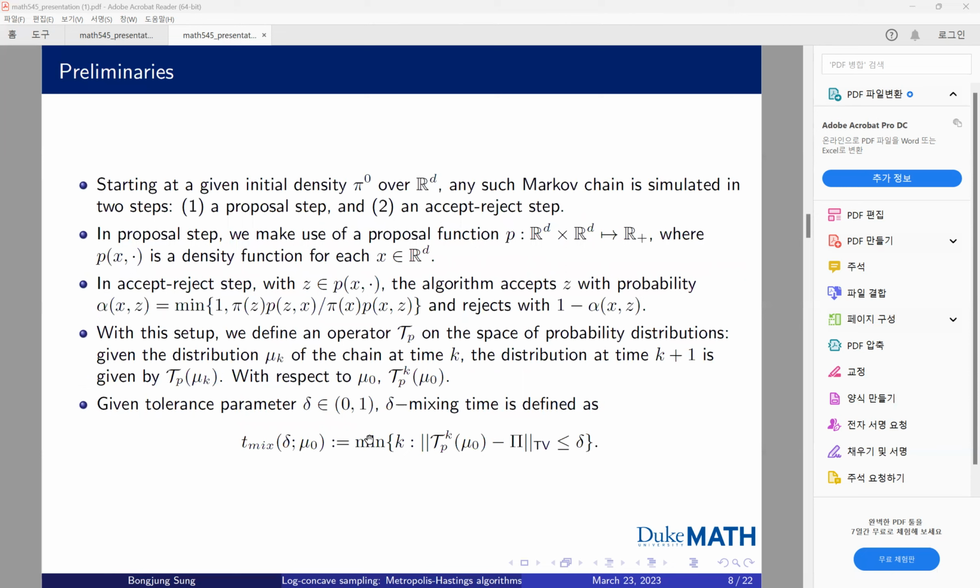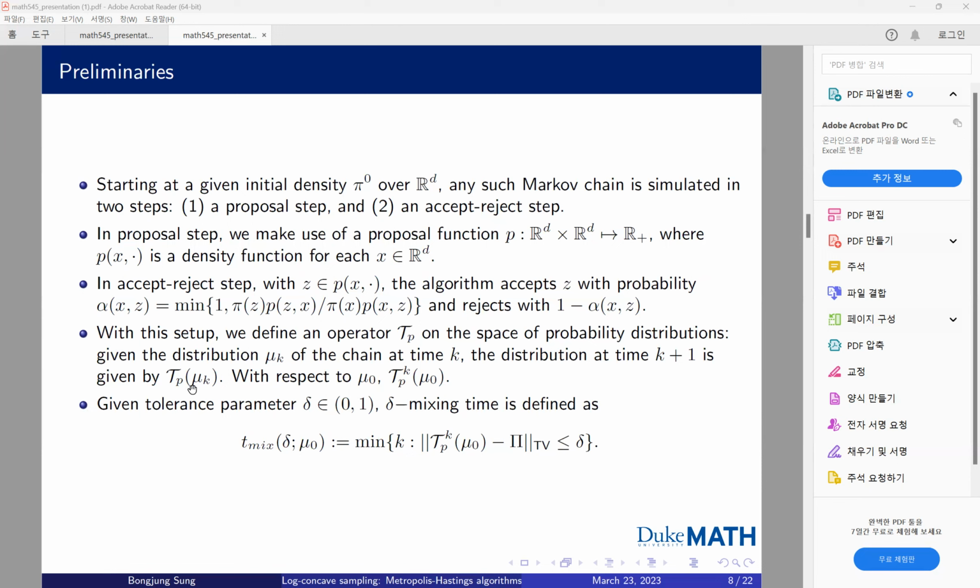Also, we introduce some preliminaries for sampling using a Markov chain. Suppose we have an initial density pi 0. Then any such Markov chain is simulated in two steps. The first is the proposal step, in which we make use of a proposal function P_x, where P_x is a density function for each x in R^d. Here x is the current state, and we sample y from this conditional distribution as a proposal. In the accept-reject step, the algorithm accepts y with probability alpha(x, y), expressed as follows, and rejects with probability 1 minus alpha.